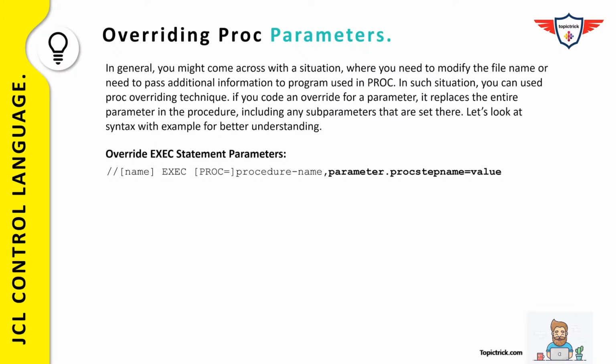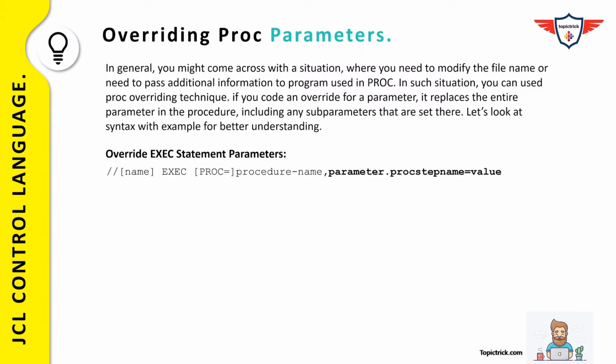If you want to override the existing value of any specific subparameter which was defined on the execute statement of a proc, then you have to specify the parameter name dot step name on which it is defined, followed by the value. And in case you want to nullify the value of a specific parameter which is defined on a specific step of a proc, then you have to follow the same process. The only thing is that you are not required to specify the value after the equal sign.